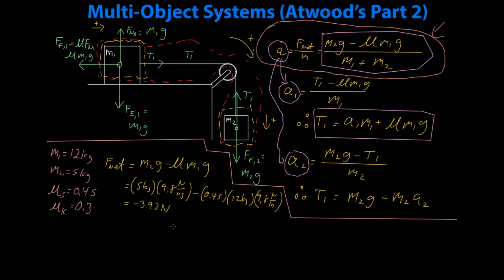Now, what does that mean? That means this does not move. This is not actually the net force. What this is telling me is the force of static friction is 3.92 newtons stronger than force Earth on 2, which means the force of static friction is strong enough to not allow this to move.